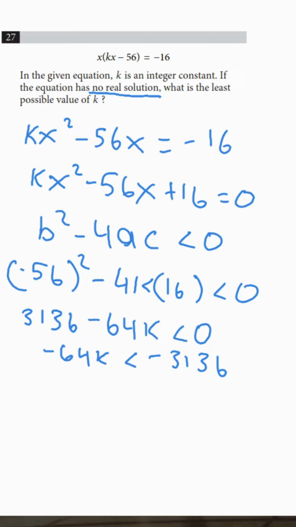Divide the negative 64 on both sides, and then you'll get k is greater than... you've got to flip the sign when you divide by a negative... 49. We want the least possible value of k. So it's an integer, we know, so it can't be 49 because it's less than, it's not less than or equal to. So we go 1 up, and we get that k is equal to 50.